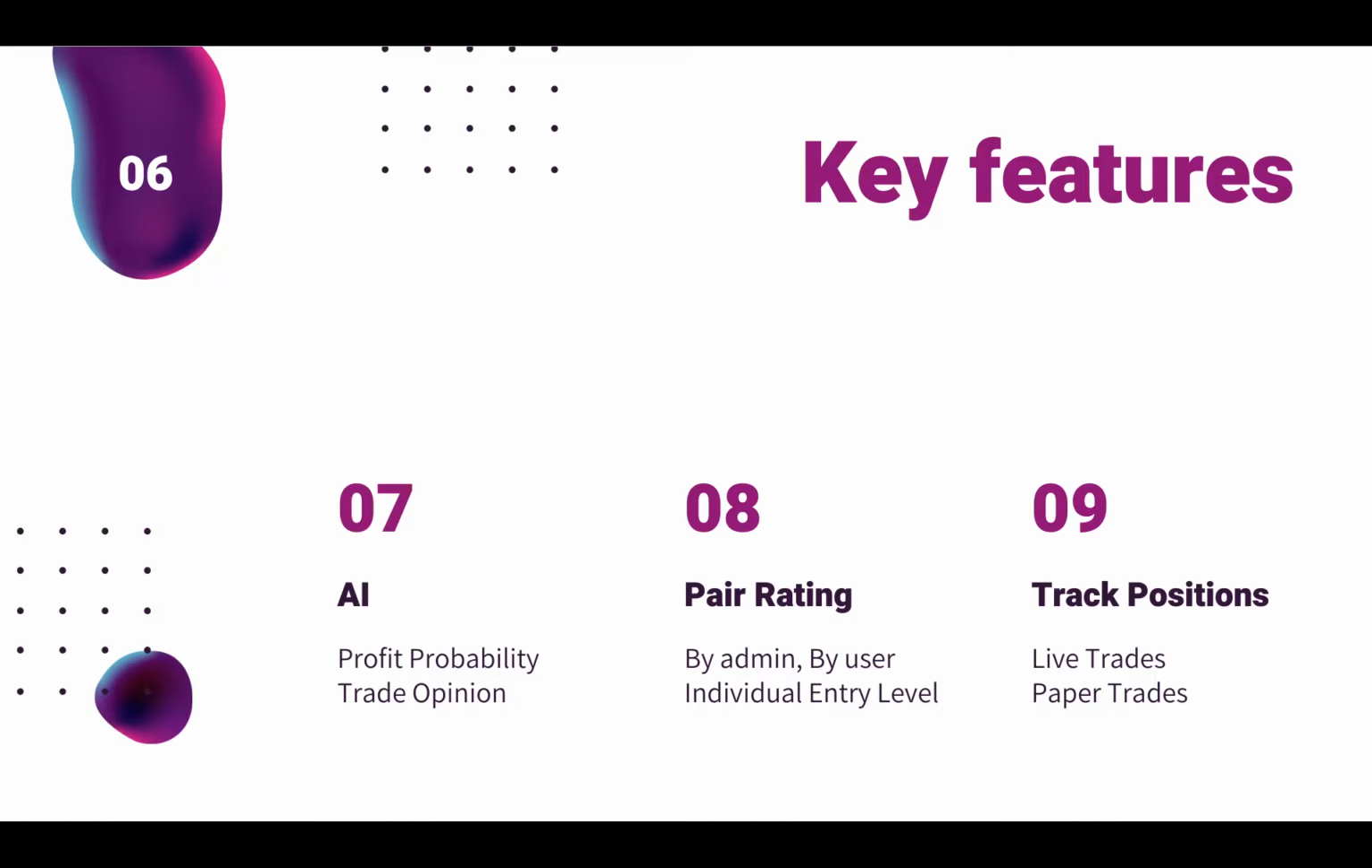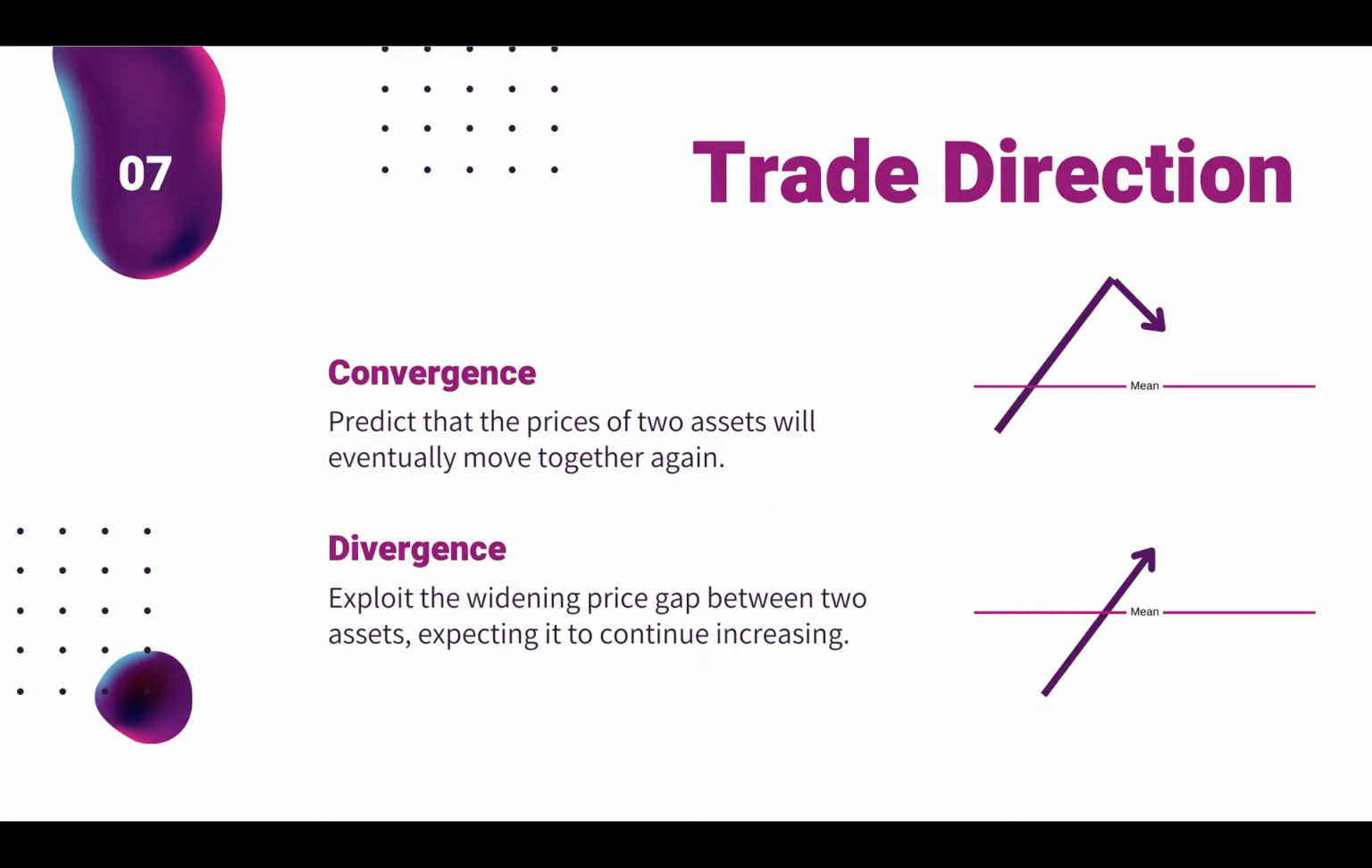So I can give rating at individual level. So a pair might be good at 3 standard deviation, so I'll rate that pair at 3 standard deviation. Okay, so the remaining 2 I won't rate. So that kind of customization is also available. And you can track your positions, live trades, and you can do paper trades.